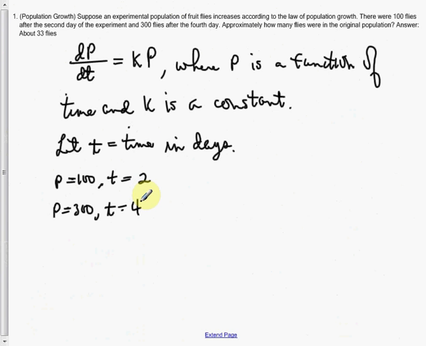Typically with these problems, they tend to try to give us what's happening initially, you know, when time is 0. Well, for this problem, they don't. There's a reason. They actually want you to solve for that. So it says approximately how many flies were in the original population. That is here. Solve for P when T is equal to 0.